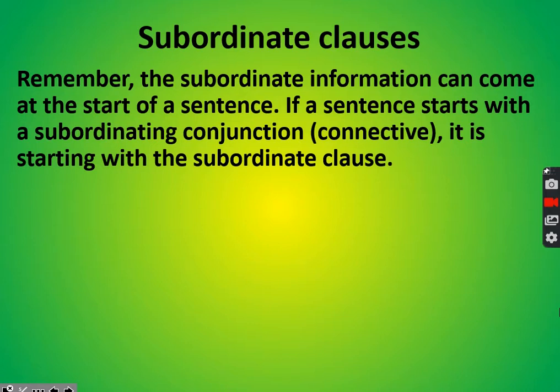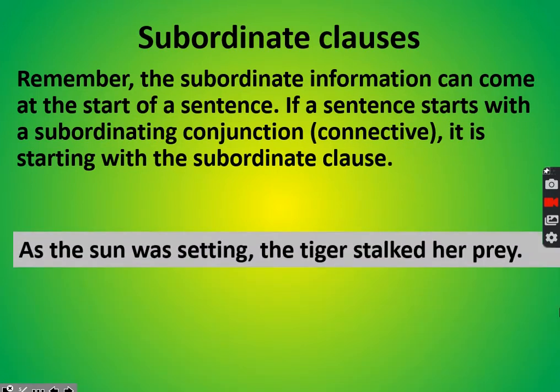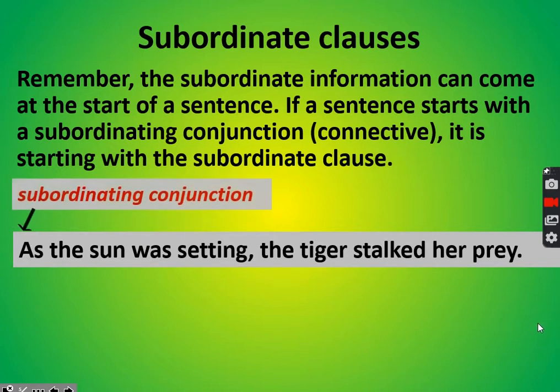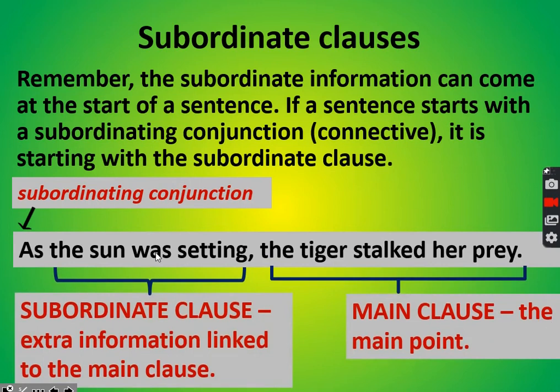Now, subordinate information can come at the start of a sentence. And if a sentence starts with a subordinating conjunction, and it's got a subordinate clause at the start, we remember that we need to use a little bit of extra punctuation. And here it is, that trusty comma. It's marking out where this subordinate clause is. It shows us that the next bit that follows after the comma is the main clause. Again, as the sun was setting, is a little bit more information for us. It adds that little bit extra detail, keeps the reader involved, keeps them engaged within your writing. And of course, it adds extra detail as well.